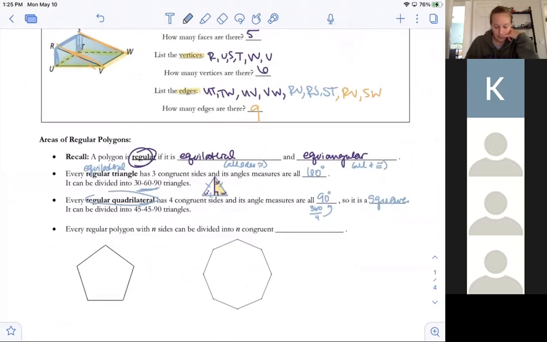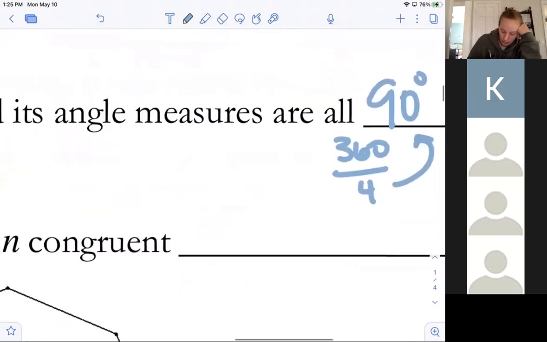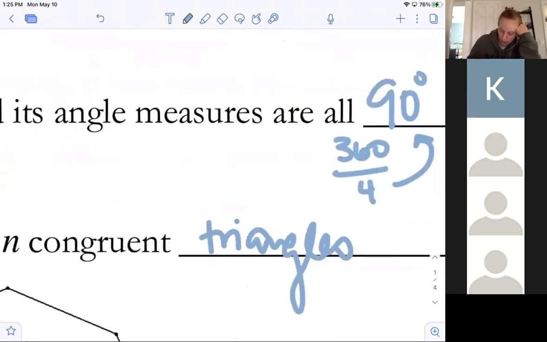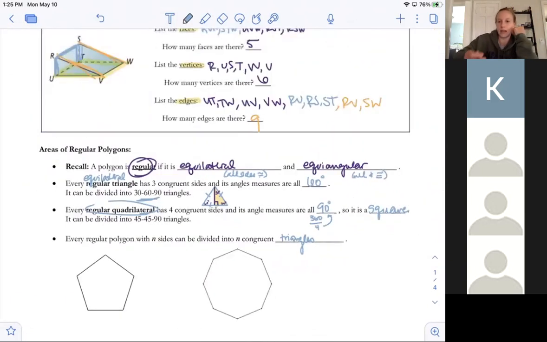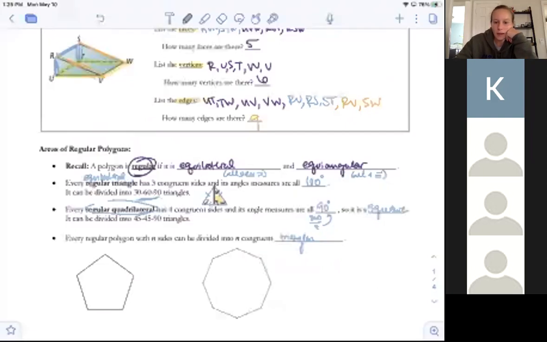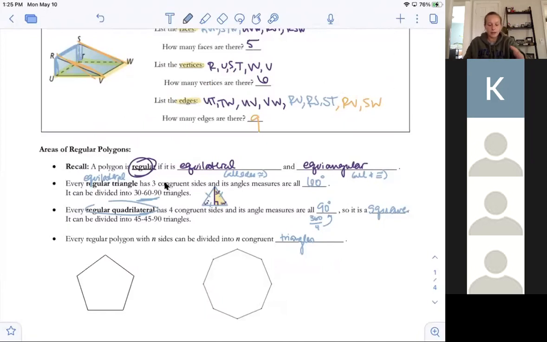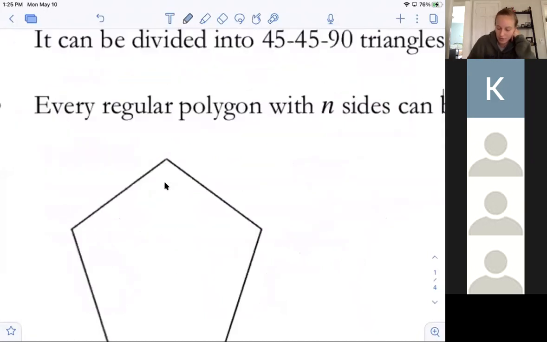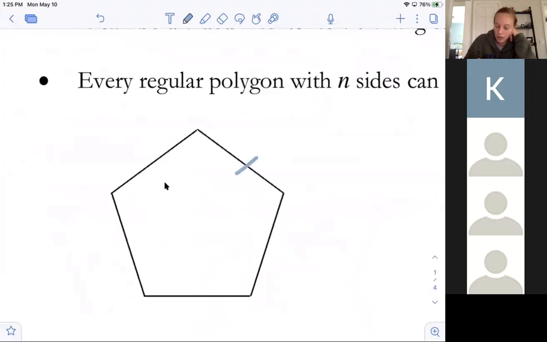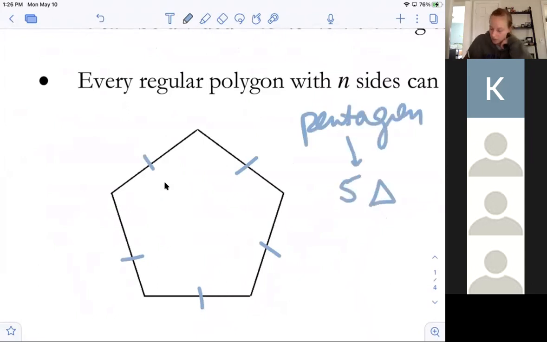Okay. Last one says every regular polygon with n sides can be divided into n congruent triangles. We're mostly going to focus on a different shape that we don't even see here, but we're going to break it apart here. So right here, I've got a pentagon, 1, 2, 3, 4, 5 sides. So it's a pentagon with 5 sides. So I'm going to make 5 congruent triangles here.